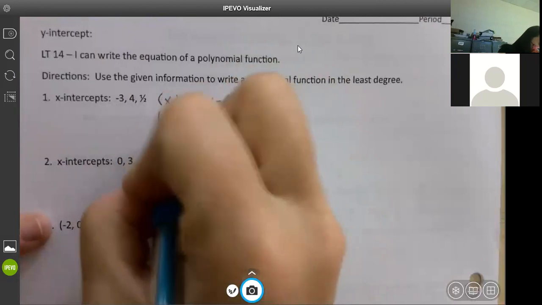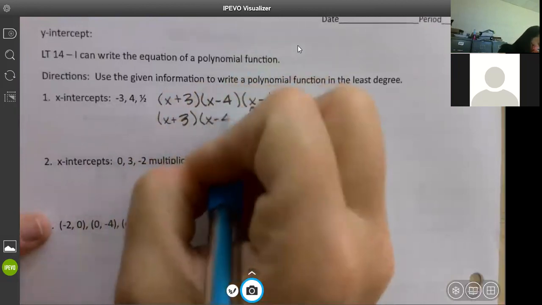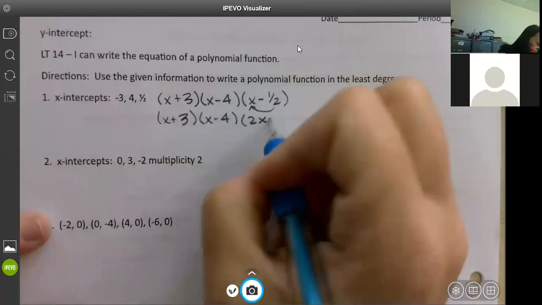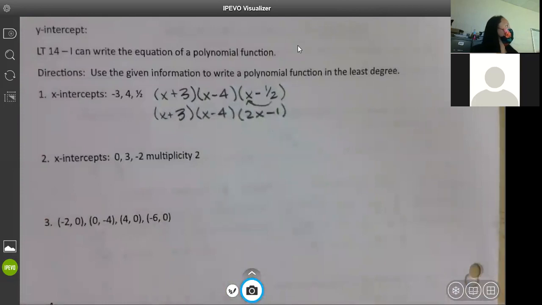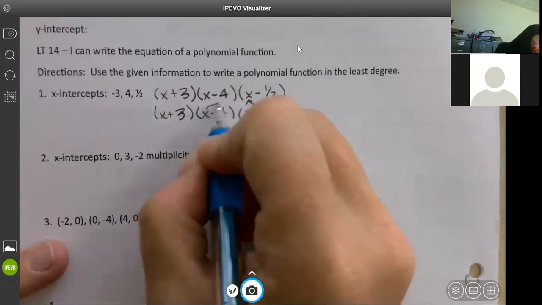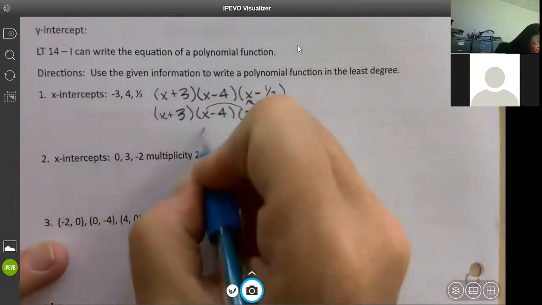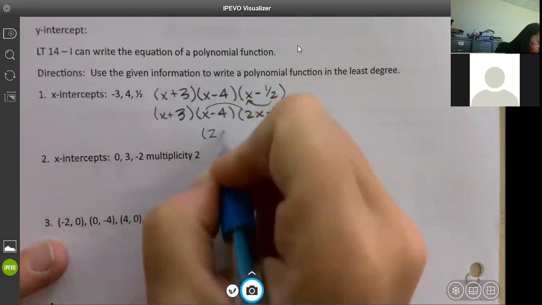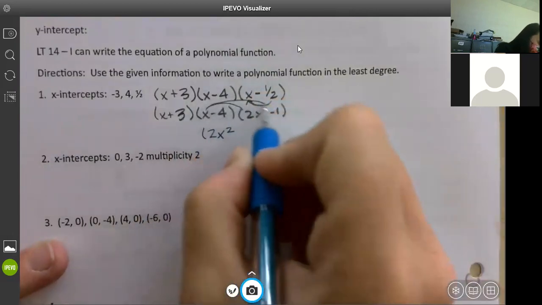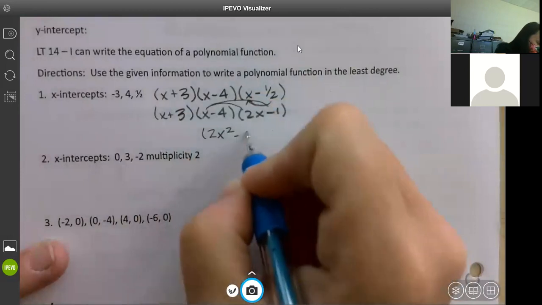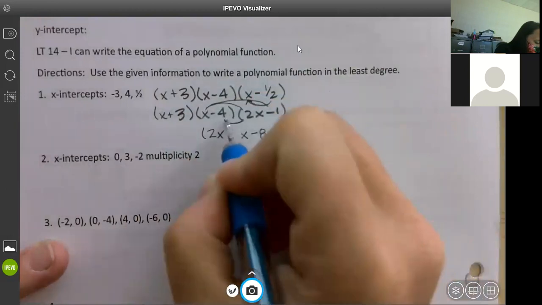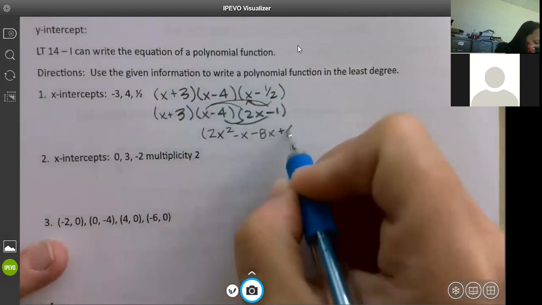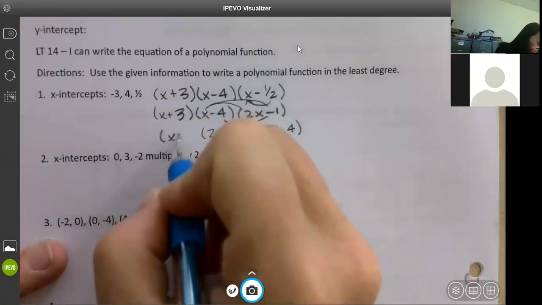So then I have x plus 3, x minus 4, and 2x minus 1. Now, what I told you is easier for me. I like to multiply the back 2 first, and then I'll put the other one in it. But I do want you to multiply it out. So I'm going to start with the back 2. X times 2x. X times negative 1. Negative 4 times 2x. Negative 4 times negative 1. And then I'm going to put the x plus 3 in the front.